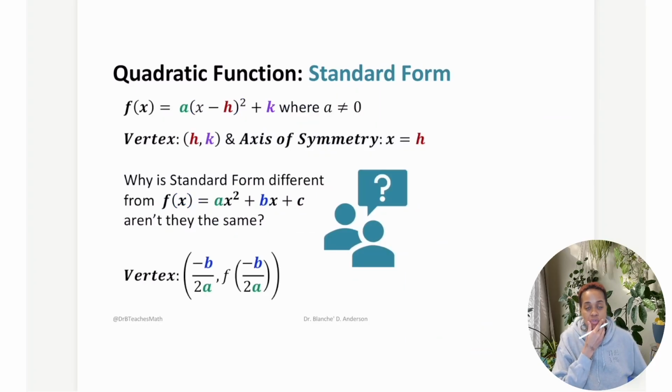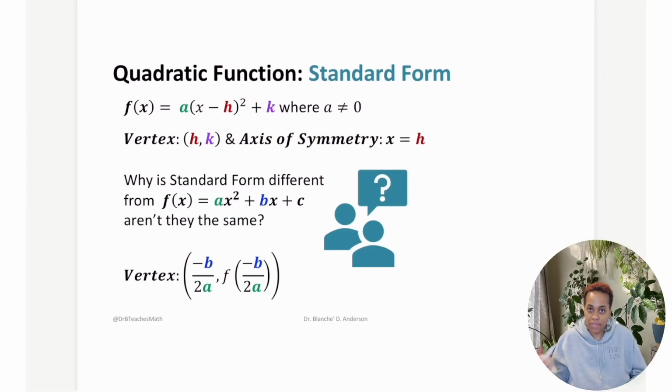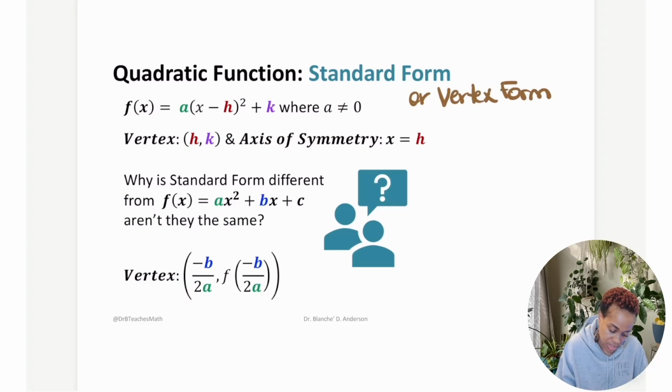So now, standard form. This is the different form I was talking about when you're like, where does the HK come from? It comes from the standard form, not the quadratic form. You will hear some people call this the vertex form. And the reason why they call it the vertex form is because you literally see the vertex here. Remember, the vertex is HK. You can literally see it in this form. And then, of course, the axis of symmetry is the line x equals h. So that's why they say it's vertex form, standard form.